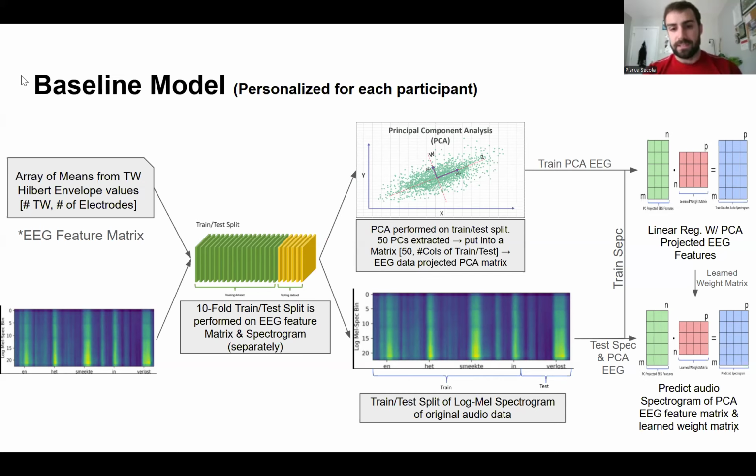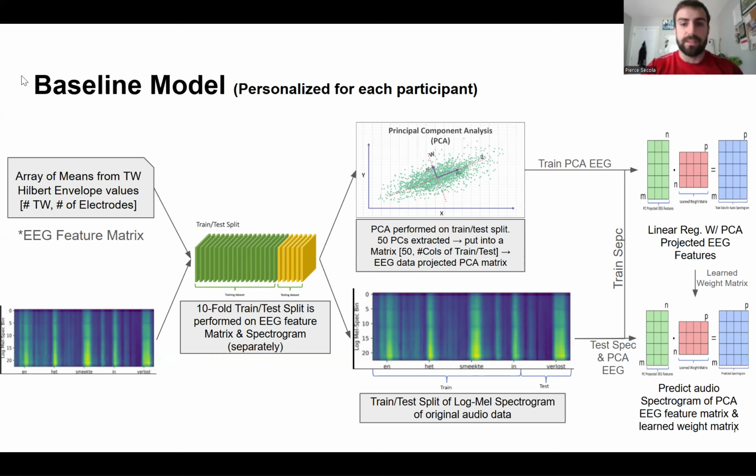For the entire data set of the EEG, which we'll call the EEG feature matrix, a PCA analysis was performed. The first 50 principal components were extracted and put into a smaller matrix known as the PCA matrix. The EEG data was then projected onto this PCA matrix as a form of data reduction to consolidate the information provided by the data. Then the training version of the PCA projected EEG features were used to train a linear regression model where there was a learned weight matrix.